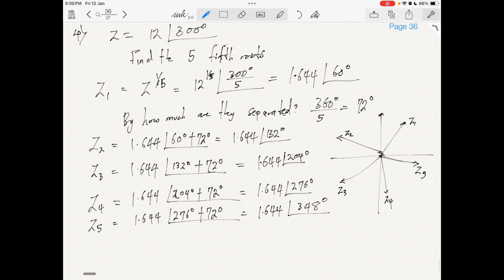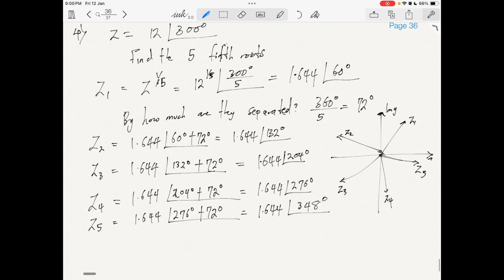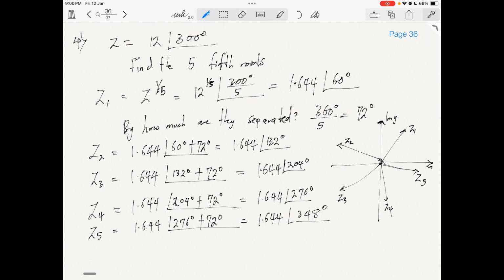Remember, the vertical axis represents the imaginary axis and the horizontal axis represents the real axis. So with this, we are able to evaluate roots of complex numbers. In this video, we talked about DeMoivre's theorem and roots of complex numbers. In our next videos, we will pick more questions on evaluating roots of complex numbers.